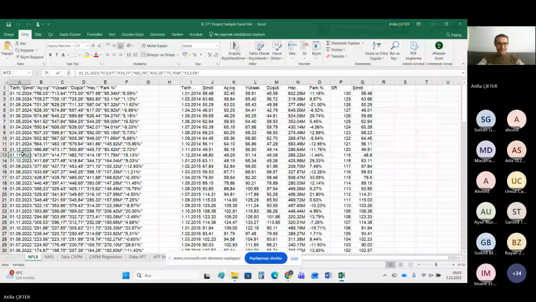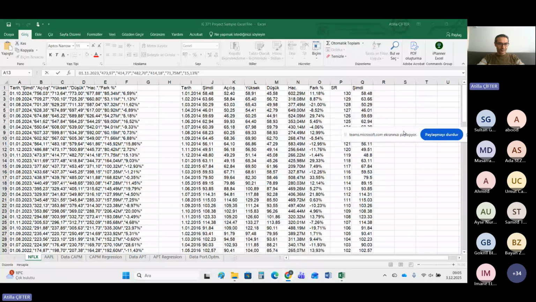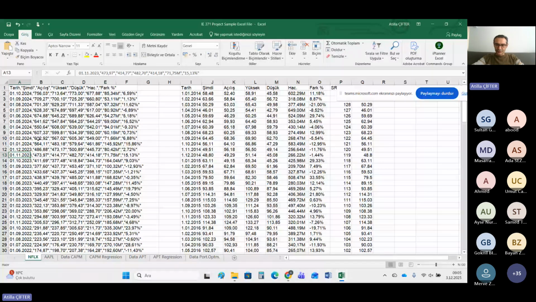Here is the Excel file that we use in our project. So you can see we have two individual stocks. As a sample, I use Netflix and Apple. Your stock is different, but still from the United States, so that you can reach the time series data.